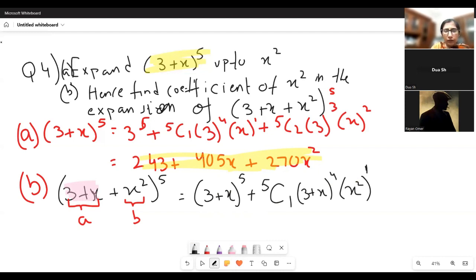Hence, find the coefficient of x squared. We just need the coefficient of x squared. Just give me a second. I'm coming back. It will take 1 minute.